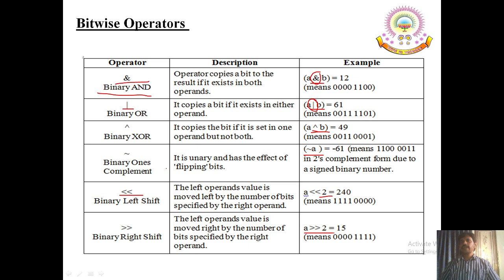Similarly, A right shift 2 will shift the value to the right side. When we shift the bits to the left side, the value increases, and when we shift the value to the right side, the value decreases.